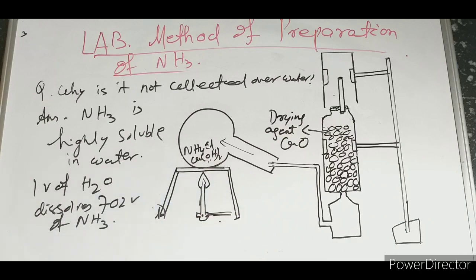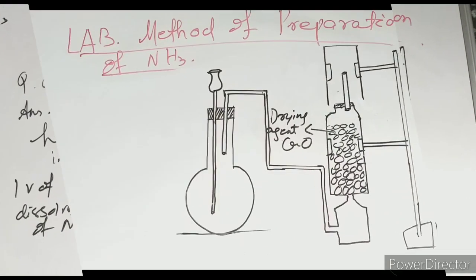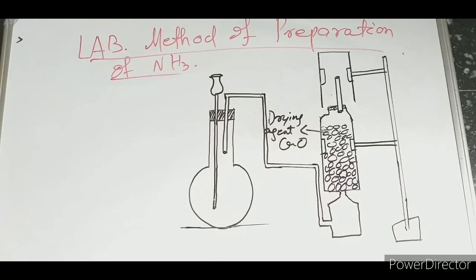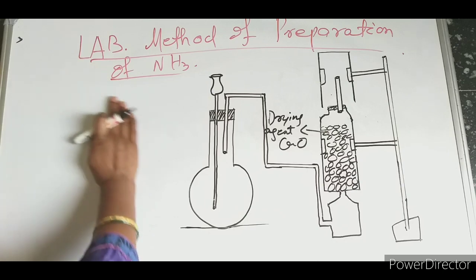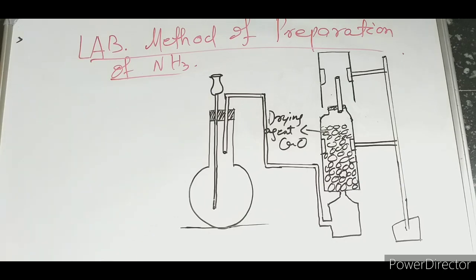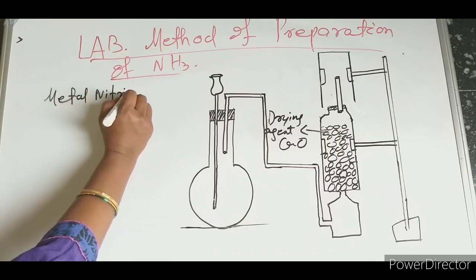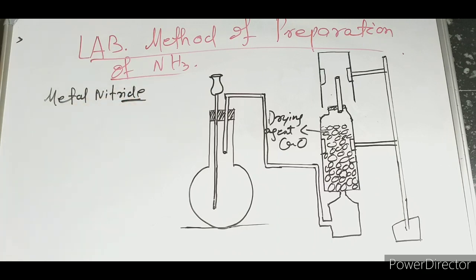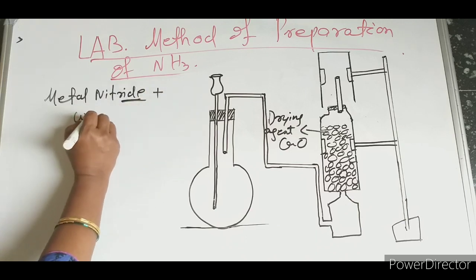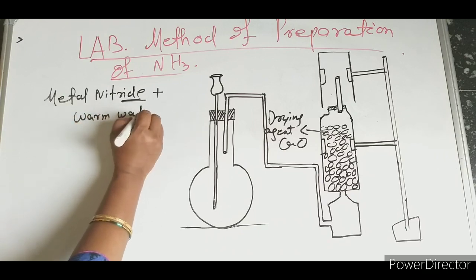Okay, I hope it is clear. Next, let us see another method for the preparation of ammonia. The last laboratory method we discussed was from an ammonium salt. But here we will take some metal nitrides. So here, metal nitride, obviously N will be there. It is metal nitride reacting with hot or warm water.